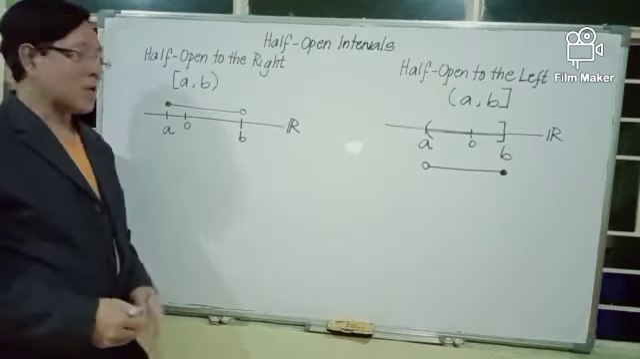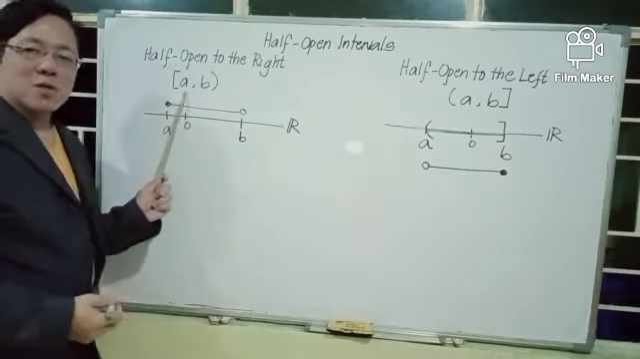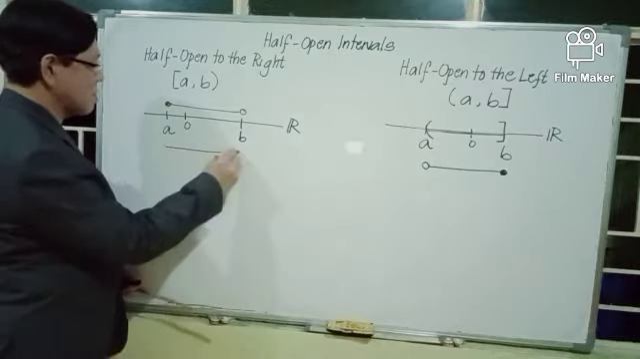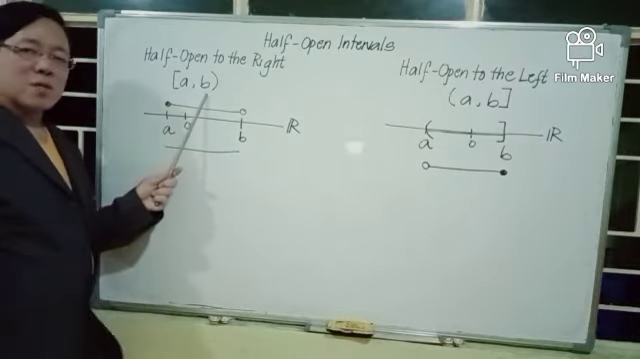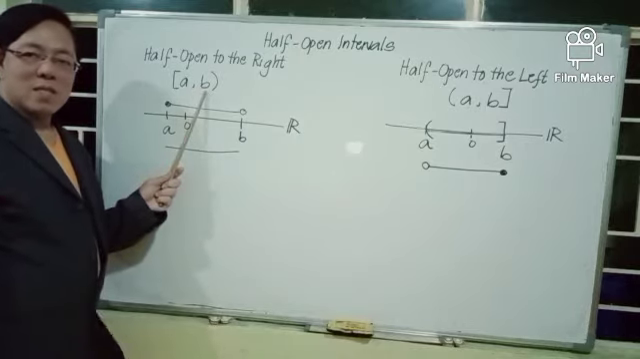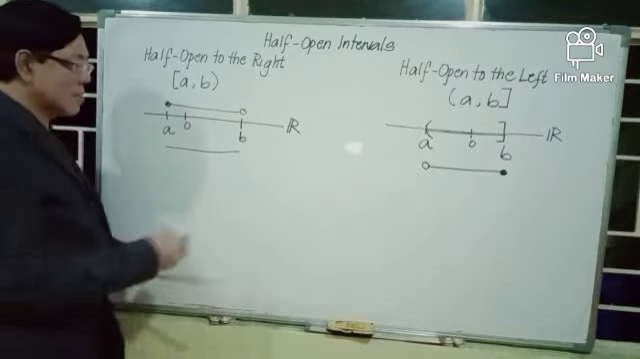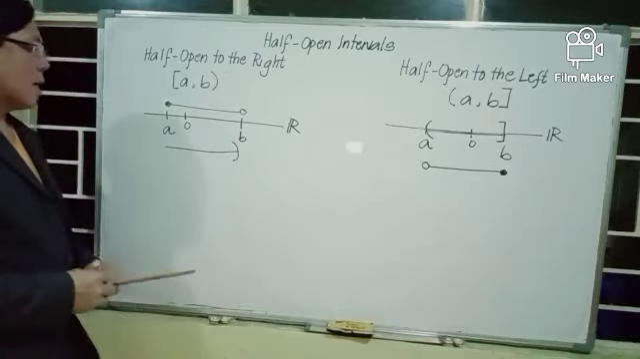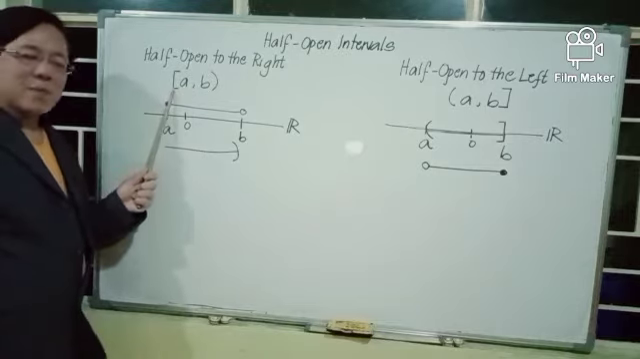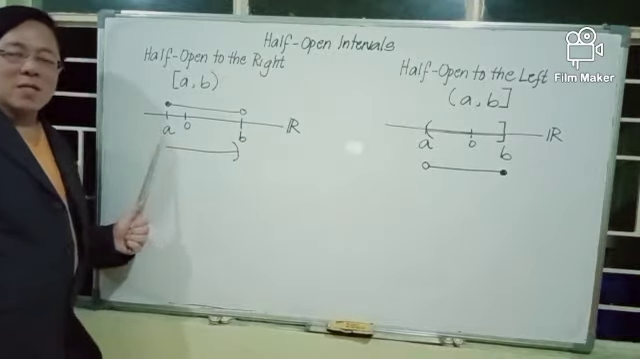Or you may use another way to represent this half open to the right interval in this way. This half open to the right interval is the set of real numbers between A and B. But it's open to the right, which means that the right endpoint B is not included in the set, and in the diagram we can indicate that by parentheses. And the left endpoint A is included in the set as indicated by this bracket, and we can do the same. We can indicate that A is included in the set using a bracket.